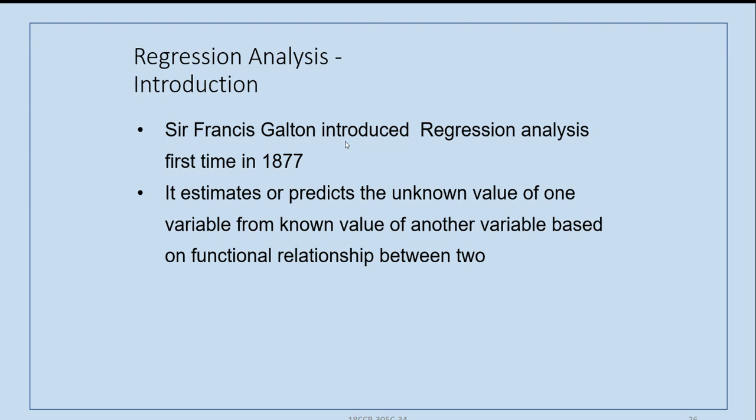Dependent variable is the unknown value, based on the functional relationship between the two. Functional relationship means correlation is there, then we have to do this regression. If no correlation is there, if zero is there, then no correlation, so we cannot calculate the regression.